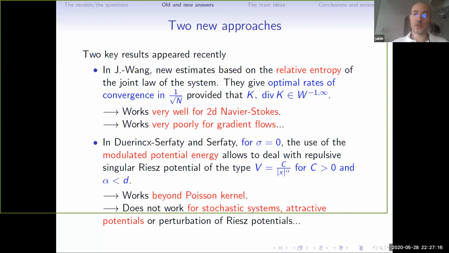The second recent breakthrough is, of course, a series of contributions by Serfaty and Duerinckx and Serfaty. Now, this is a deterministic case. So there's no diffusion, sigma is equal to 0. And what they've done is they have used also the physically relevant quantity, which in that case is the potential energy of the system. And they built an entropy out of that. So they use a modulated potential energy. And what that gives them is the mean field limit for all Riesz gases.